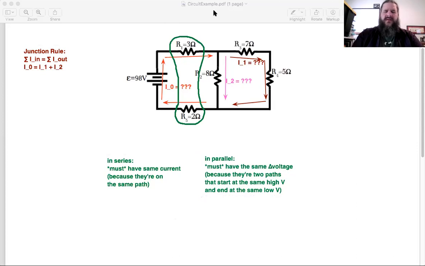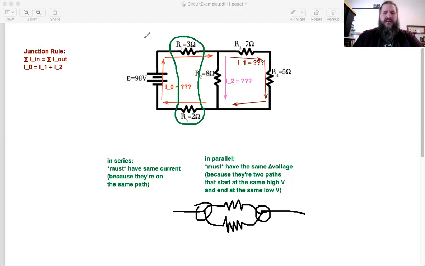So parallel would be something like, maybe you have a path that starts here and goes through a resistor and then continues. And also a path that starts here and goes through a resistor and then continues. So these two resistors are two paths that both start at the same high voltage point and both end at the same low voltage point.